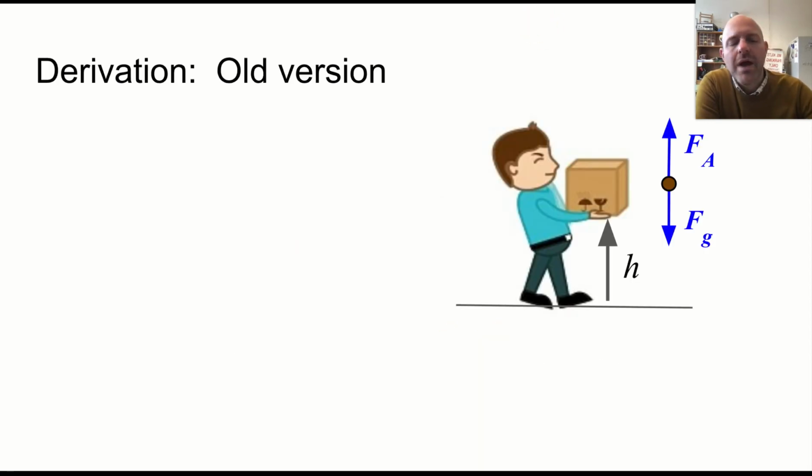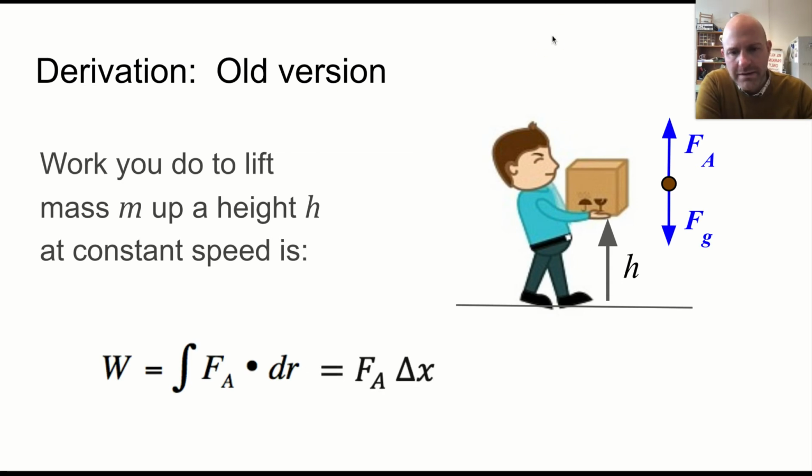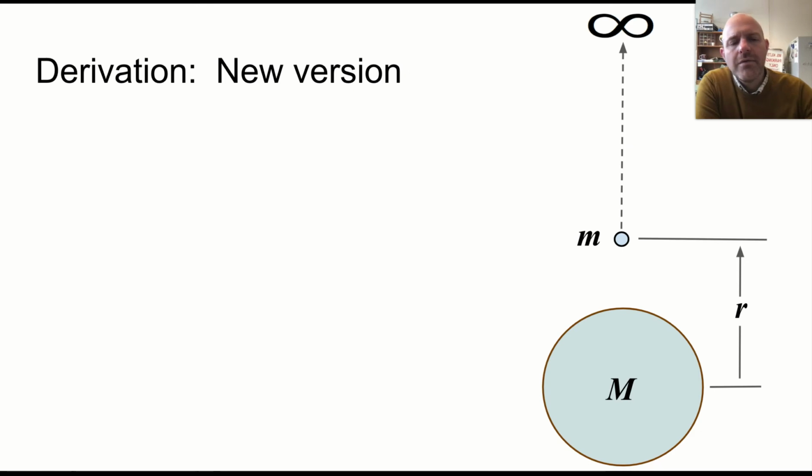Let's think about how we derived the old version of gravitational potential energy. You do work to lift up a box at constant speed, and that work is equal to your applied force dr integrated. And that applied force is equal to the weight of the object. So that's mgh. Or the change in potential energy is the work done to lift it up, so that's how much energy was stored. Now, if we think about a new version, we place some mass, m, a distance r from the center of another big mass, capital M, and we're going to lift it up or pull it away to infinity.